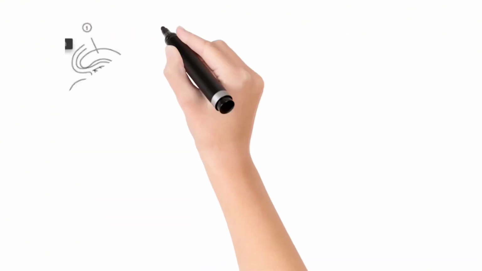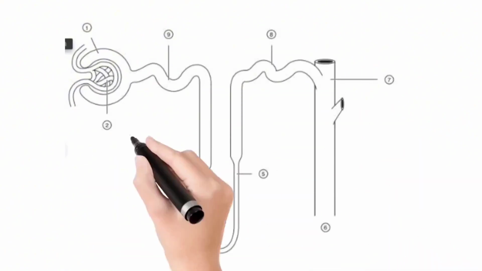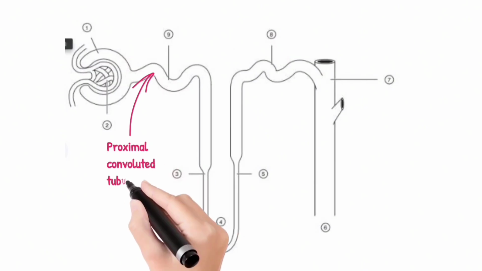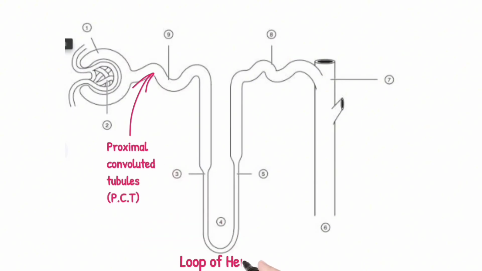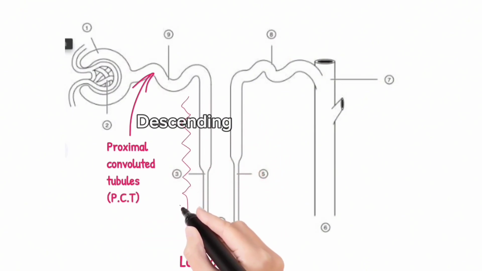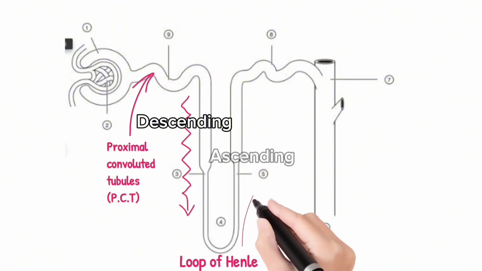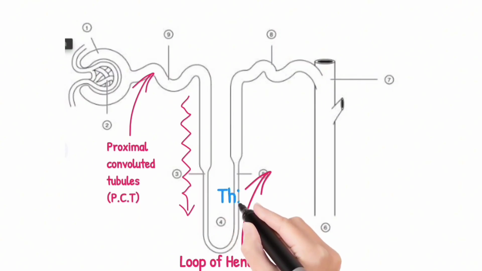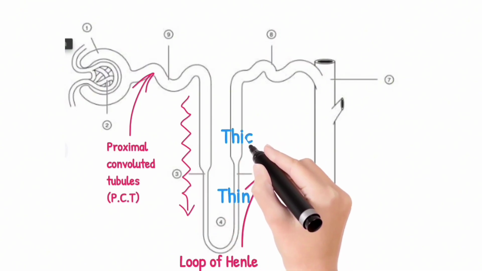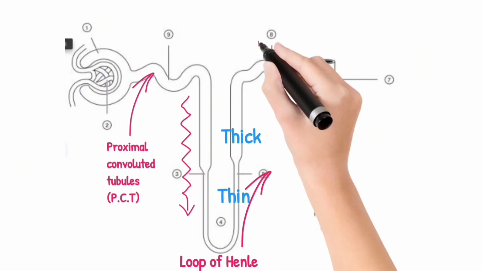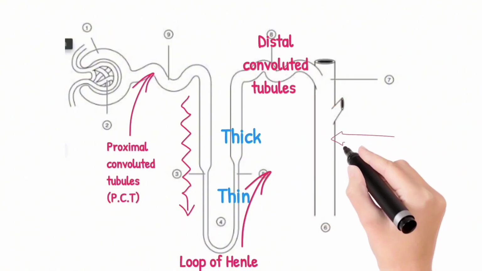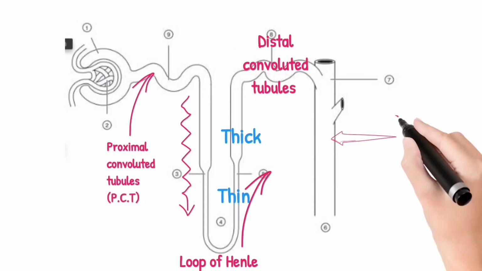Tubules are composed of the proximal convoluted tubule, continuous with the glomerulus, and the loop of Henle. It has a descending and an ascending part. The ascending part of the loop of Henle has a thin part and a thick part. The thick part of the loop of Henle is continuous with the distal convoluted tubule. Distal convoluted tubules of many nephrons then empty their contents into the collecting ducts.